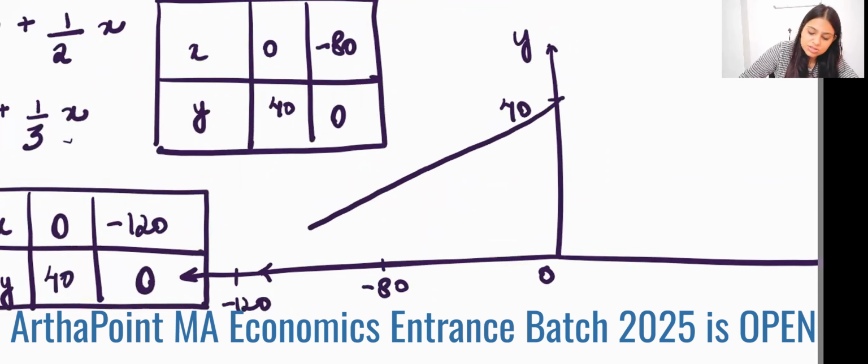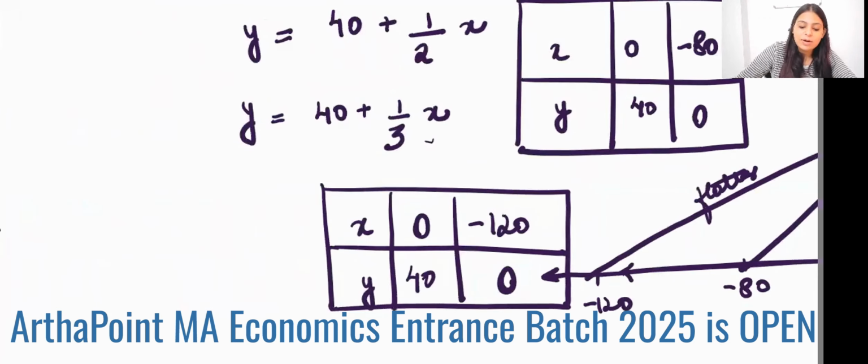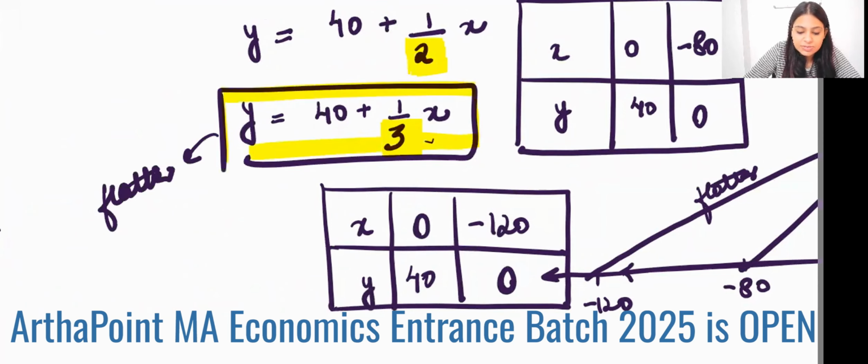If I join this, which of the two lines is a flatter line? This one. So which came out to be flatter? This one. Mathematically, I'm just explaining you. So which is flatter? Whichever has higher denominator becomes flatter. So I understand that this becomes a flatter line.